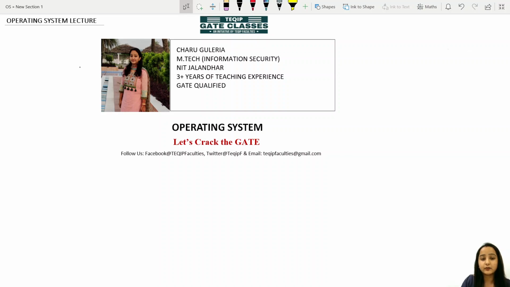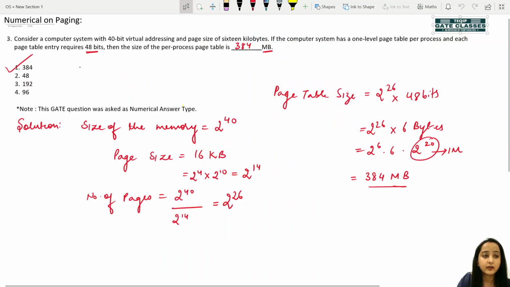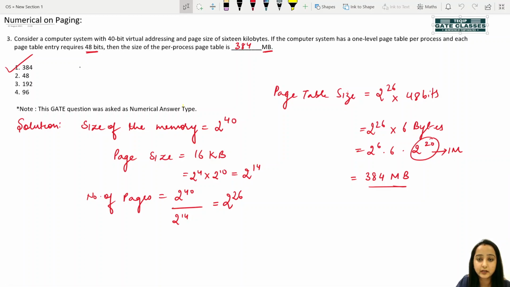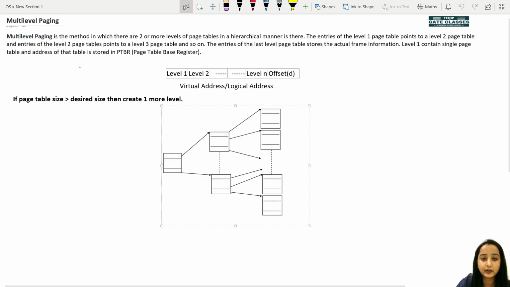In the last lecture we talked about the paging technique, and we have practiced the numericals based on paging. I hope paging is clear to you. So the next topic we'll start today is multi-level paging. The first question that comes to your mind is why we require this multi-level paging?